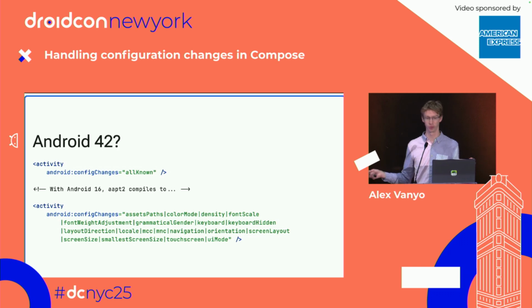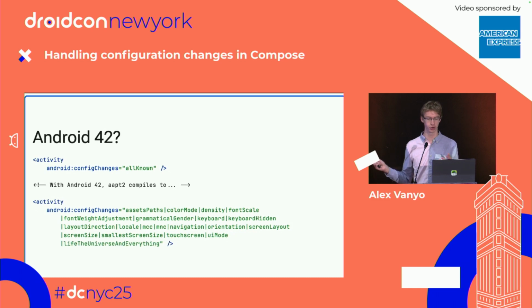Maybe we'll get to Android 42, and there'll be a new configuration change type, life of the universe and everything. Then what all-known would do is once you are on Android 42, compiling at that level, it will then compile to this new list as new configuration changes come out.